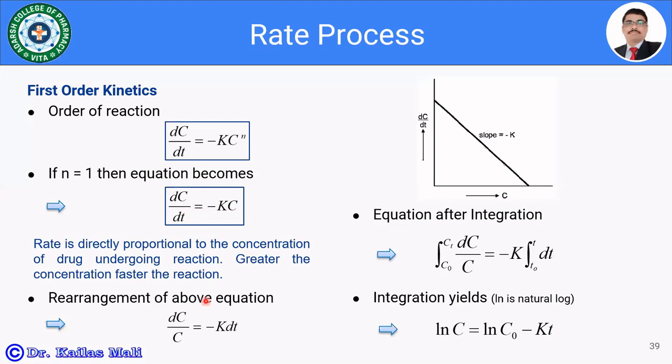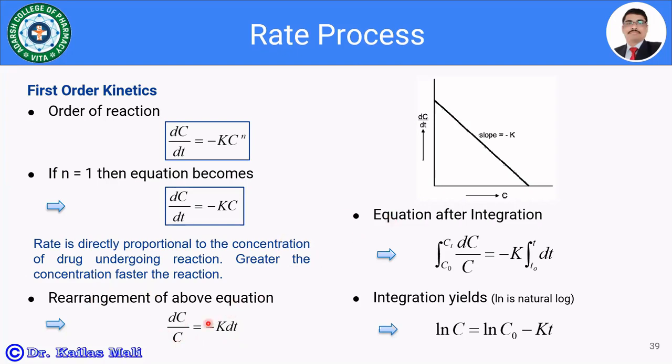Now rearrange this equation. Before rearrangement, just see the graph. When we are plotting the graph of dC by dt versus C, we are getting a straight line with a slope minus K. But always it is not possible to get the idea about dC by dt, that is the rate of change of concentration with respect to time. So rearrange the equation as dC by C is equal to minus K dt. Here K is the first order rate constant, t is the time, C is the concentration, isn't it?